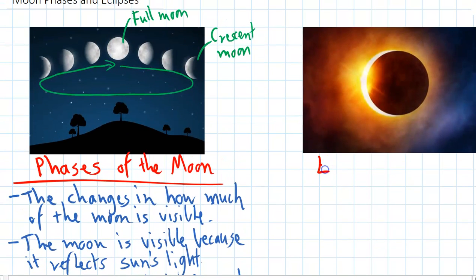Okay, the next word to learn about is eclipses. And eclipse is the singular. Eclipses is plural. So an eclipse is where one object in space passes in front of a different object and then it blocks it out.